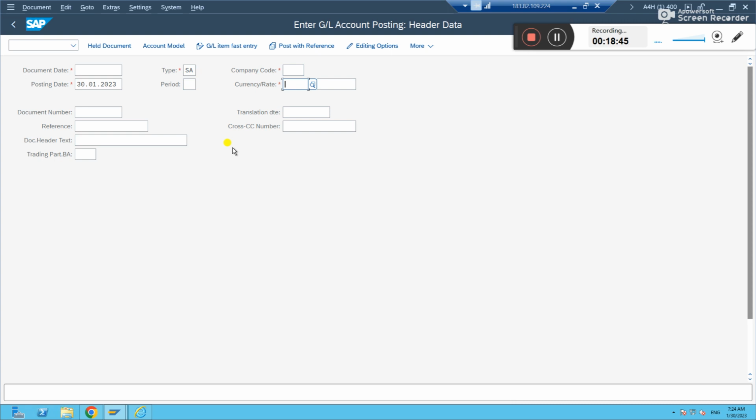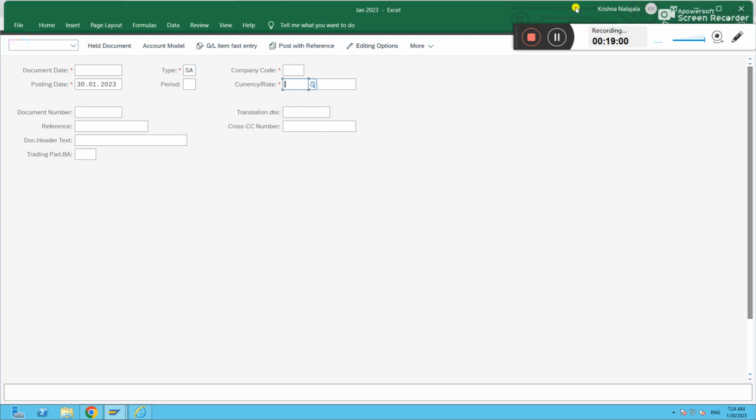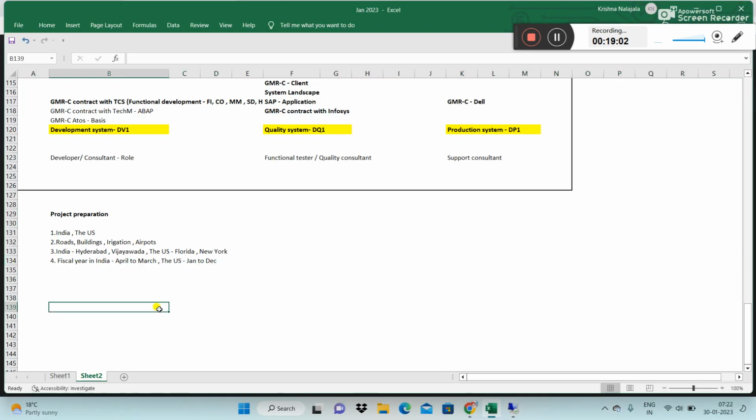In India, what is the currency we use? Rupees, Indian rupees, INR, right? Yes, sir. In the US, dollars. United States dollars, right? Yes, sir. That's all. Now, by seeing this, at least you got the high level.